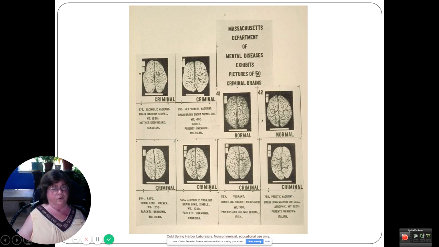Now these two up here, notice how they designate these two. They're normal. We don't know what their country of origin is. We don't know anything else about them. They're just designated normal. So that's interesting how we have normal brains with no connections, and yet all of our criminal brains have these bizarre connections.